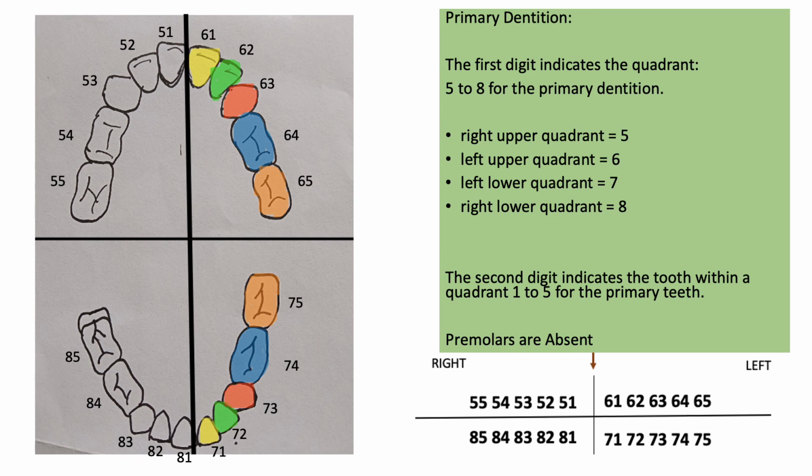So we had discussed the FDI system as it is used for the permanent dentition as well as the primary dentition. We had said that the FDI system uses a two-digit system, wherein the first digit is representing the quadrant and the second digit represents the tooth that is present in the quadrant. In permanent dentition, 1 to 4 is the quadrant that is represented and 1 to 8 is the tooth that is present. In the primary dentition, the quadrants will be numbered from 5 to 8 and the tooth numbers will be given from 1 to 5. So this is about the FDI system.